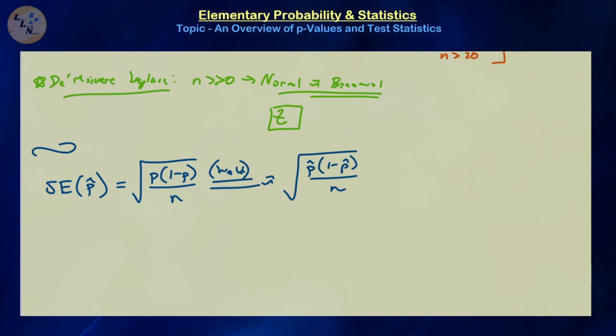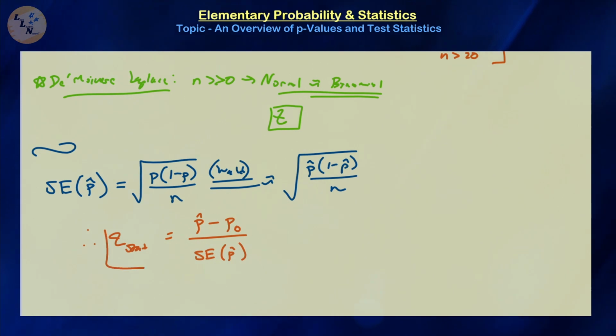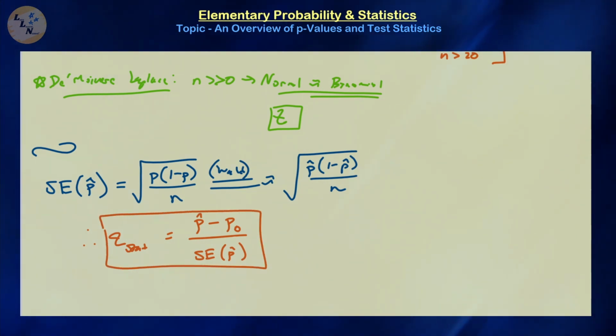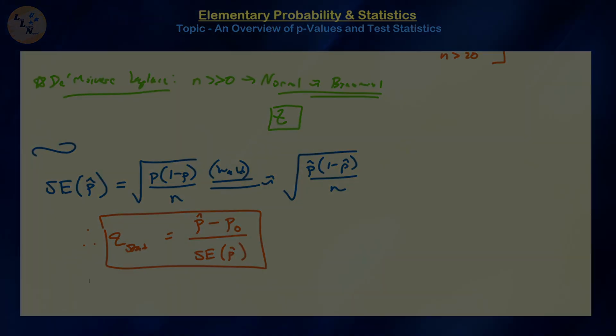So once you have your standard error, then we can calculate our z-test statistic, which is going to be z-stat equal to p hat minus p0 divided by the standard error of p hat, and then we can calculate a p-value from this test statistic, just like we did for the population mean testing.